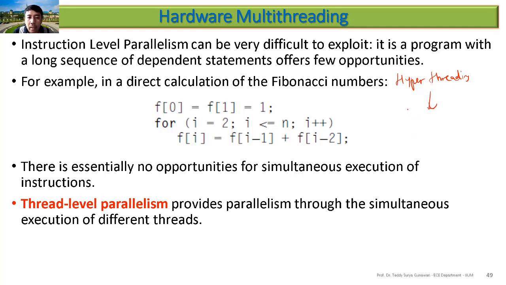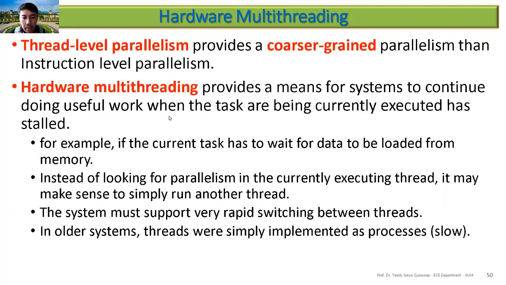Instruction level parallelism can be very difficult to exploit. A program with a long sequence of dependent statements offers few opportunities. For example, like this, there are essentially no opportunities for simultaneous execution of instructions, because each depends on the previous one. Thread level parallelism provides parallelism through the simultaneous execution of different threads. So what if we cannot divide this one? Then we can run another, different program.